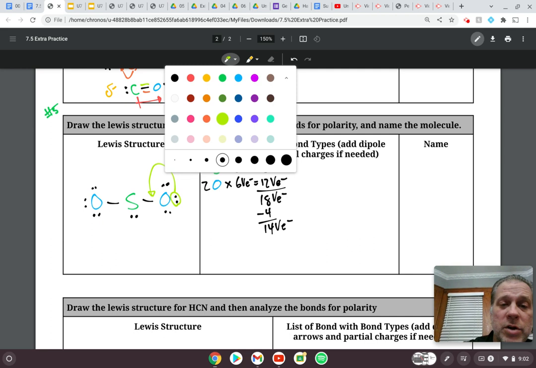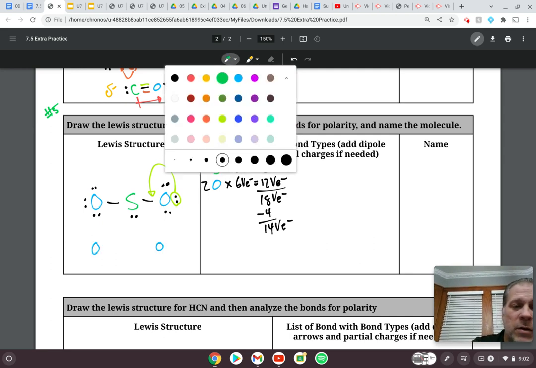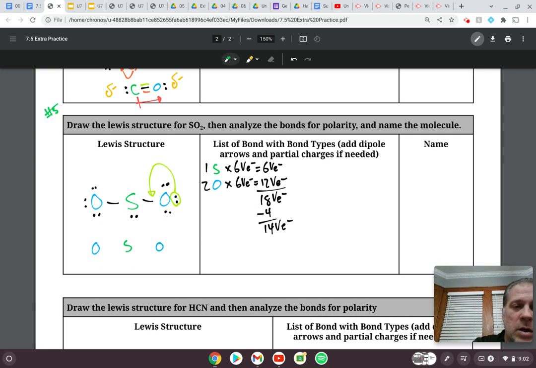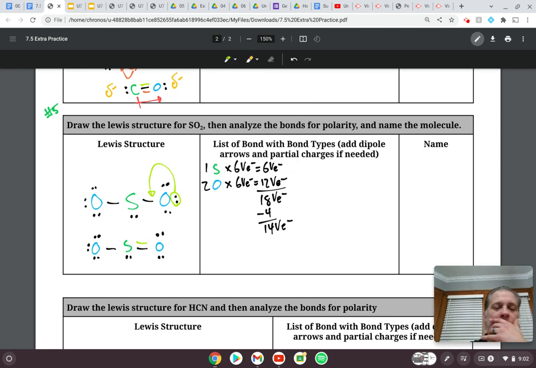I'm just going to clean the structure up a little bit here. So oxygen and sulfur. And we've got the single, double, 2 pairs of electrons here, a pair of electrons here, and then 3 pairs of electrons there. And then I've got the double bond here.